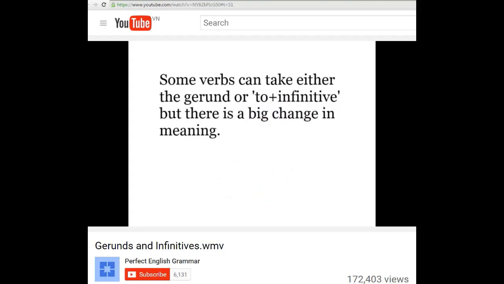On the other hand, some verbs can take either the gerund or to plus infinitive, but there is a big change in meaning.